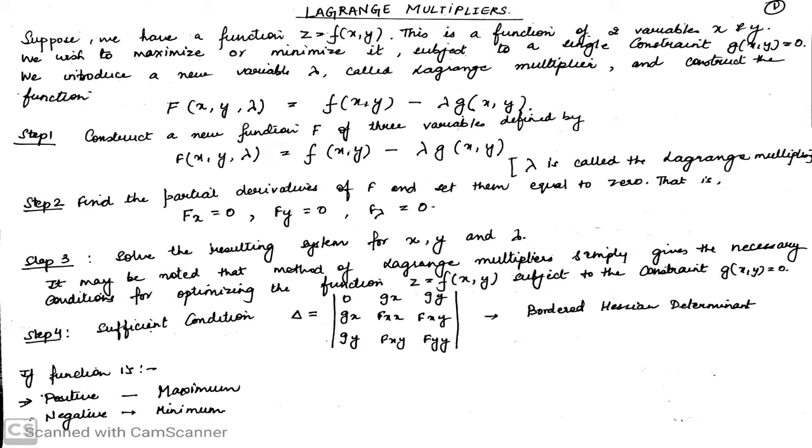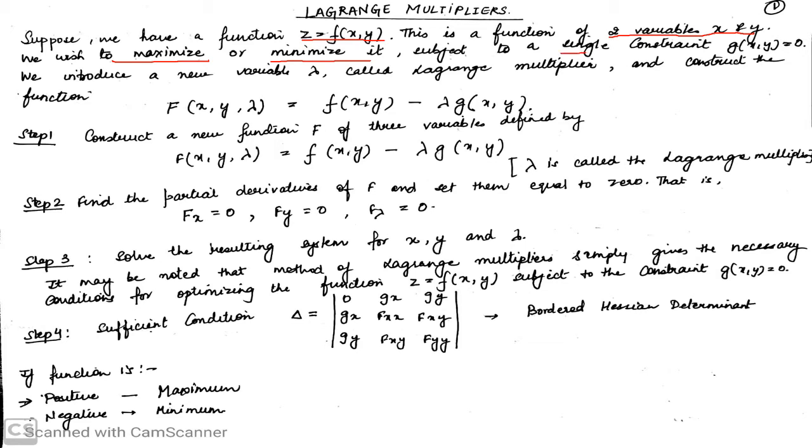Suppose we have been given a function, that is z is equal to a function of x and y. This function has two variables, x and y, and what is our objective? Our objective is to maximize or minimize it. But this function is subject to a single constraint.